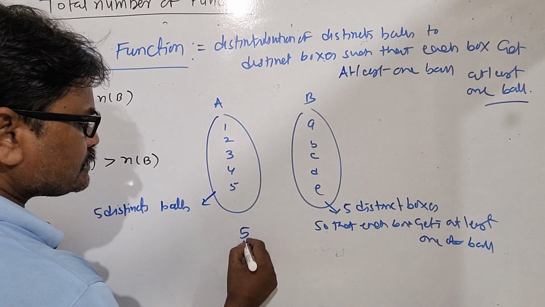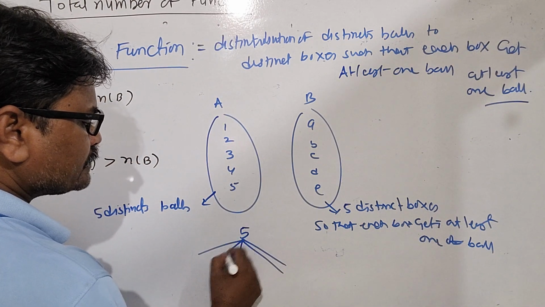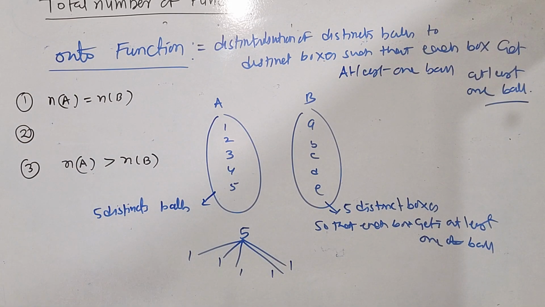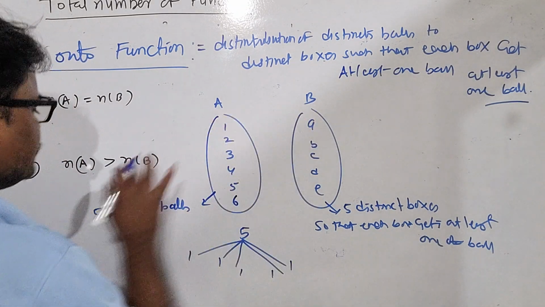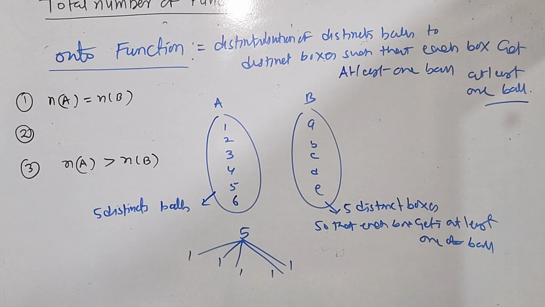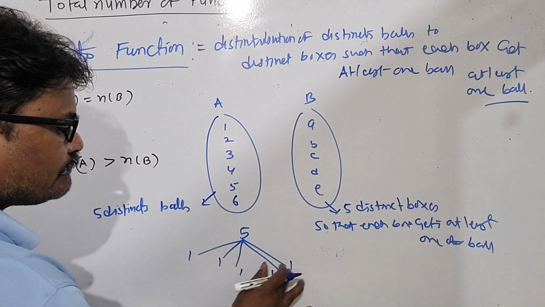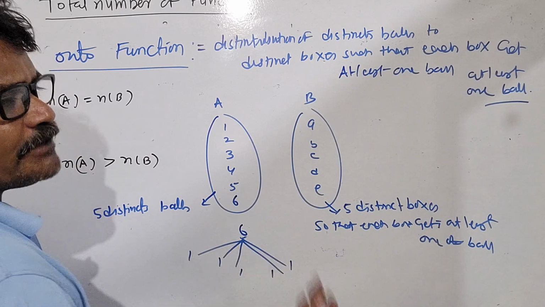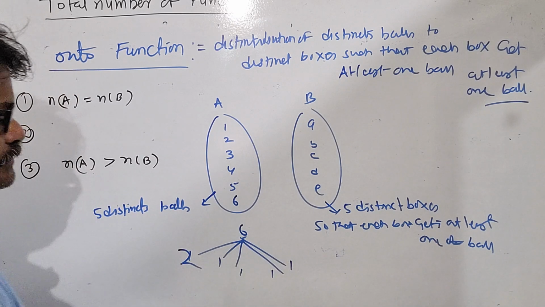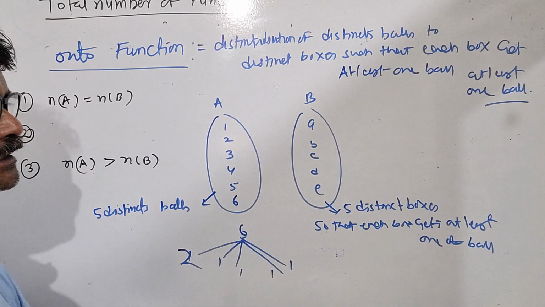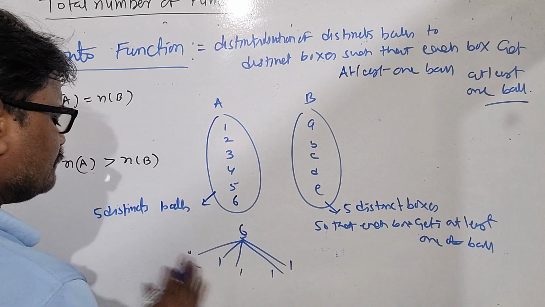So I have the 5 balls, I can divide first, give 1 1 1 1 1 to each box, okay? If there will be 6, no problem. If 6 balls, that is n of A is greater than n of B, and there are 5 distinct boxes, so therefore 1 1 1 1 1, this is now 6, okay? So I can give one more to any one of the box, so I can give 2 to this box, or 2 to this box, or 2 to this box, and like that. So these are the ways to make the distribution, I will tell you the formula.